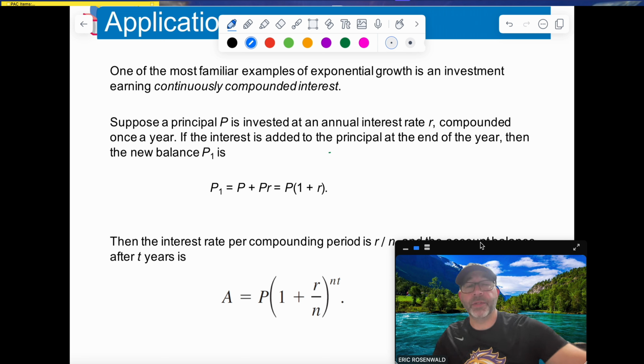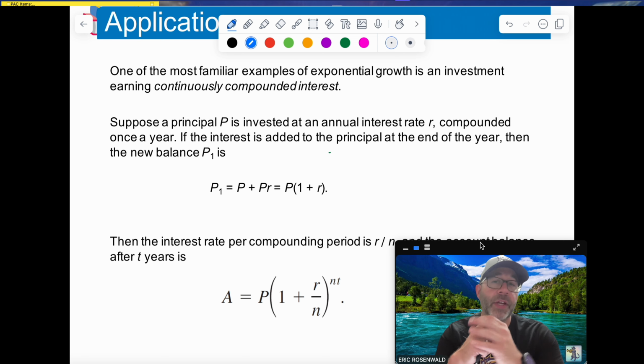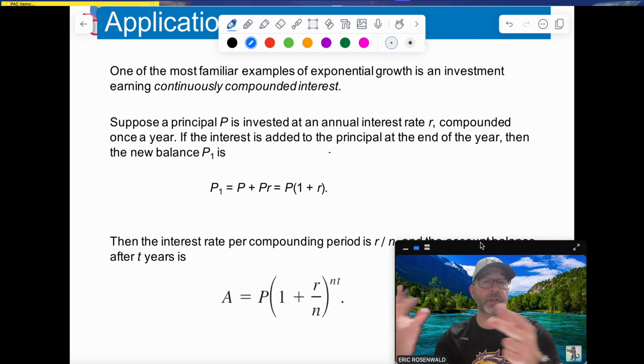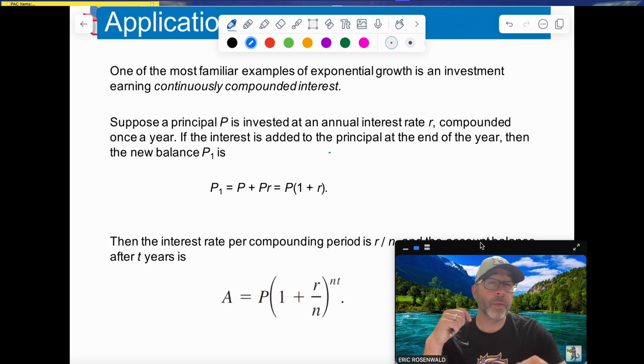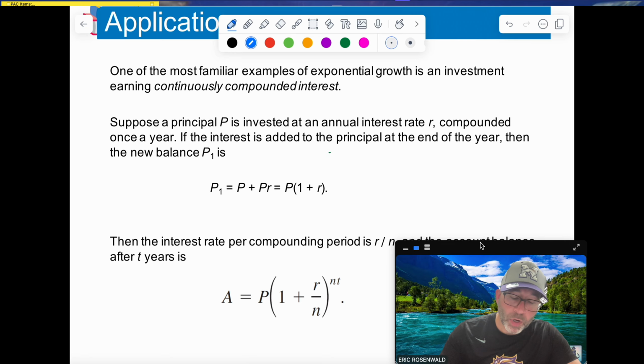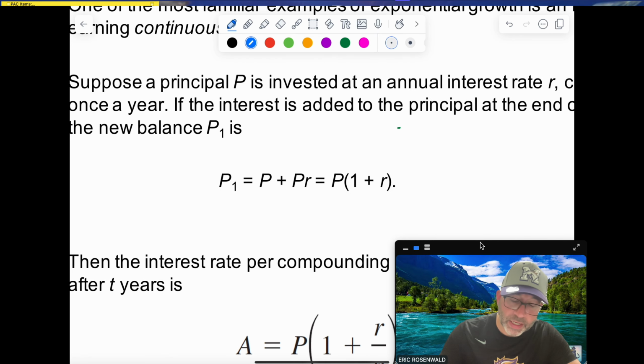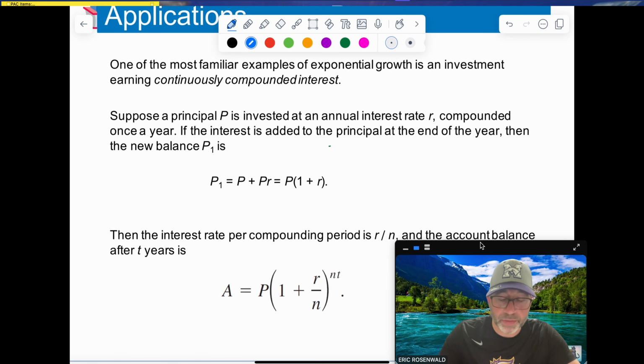One of the most familiar examples of exponential growth is when we talk about taking an investment and compounding interest over time. Interest means money that's given to you when you put something in at a certain rate. Like, let's say I gave you $10, and at the end of a year, you're going to owe me $10 plus an additional $1. What does this look like? Well, when we look at a problem, it says, suppose principal P is invested at an annual interest rate R, compounded once a year. If the interest is added to the principal at the end of the year, then the new balance P1 is the new balance.